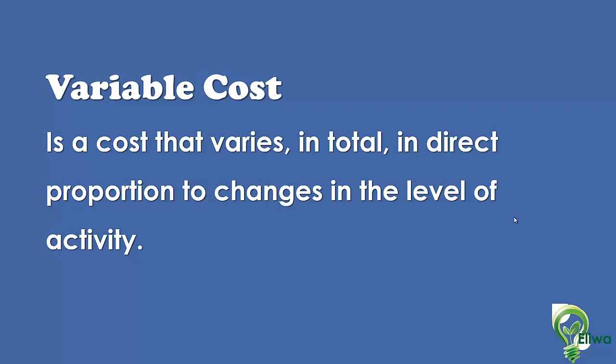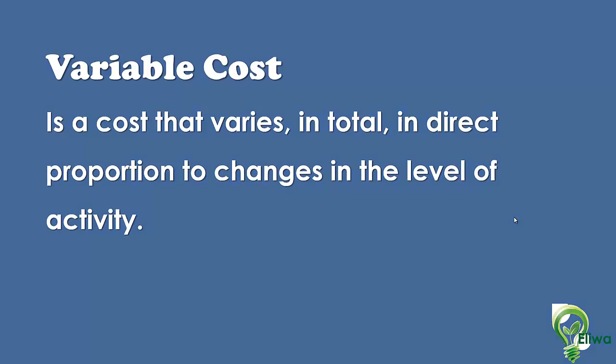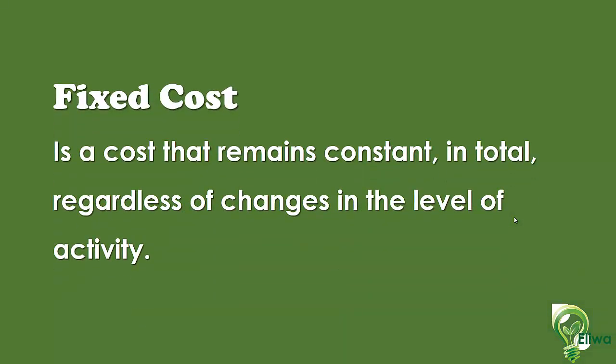If car production goes up 10%, then the number of batteries used will also go up 10%. So here, the cost varies when the level of activity is changed. So we call direct materials a variable cost. Let's move to the second type, which is fixed cost.